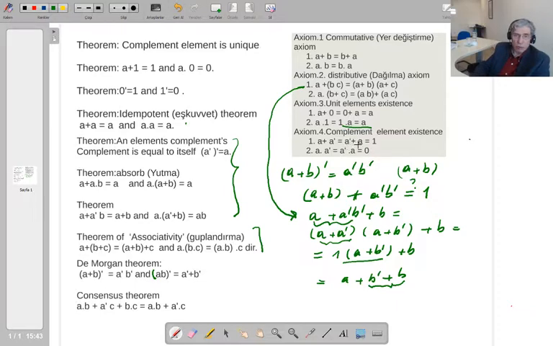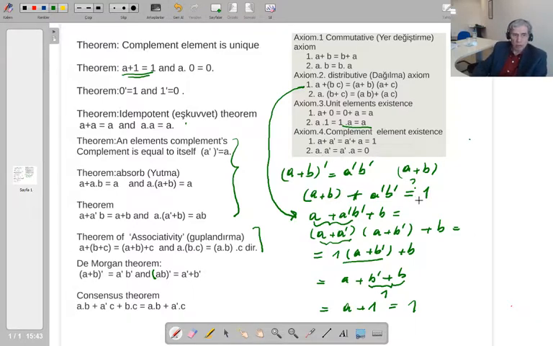So for any element A, this is true. By using this axiom, I'm going to write 1 here. So we end up with A plus 1. We already proved here as a theorem that 1 summed with any element gives you 1. So that's equal to 1. This is what I tried to prove. Then the conclusion is this: (A + B)' is this. So this is the proof of the De Morgan theorem.